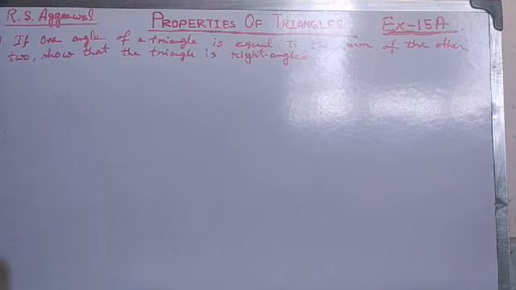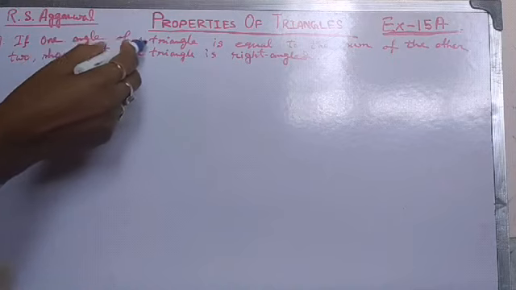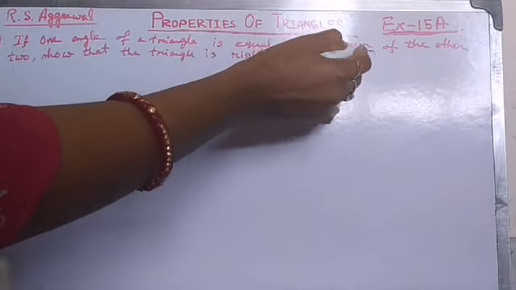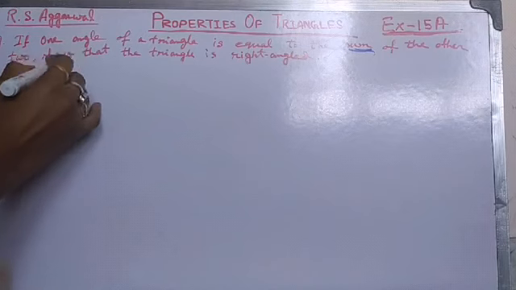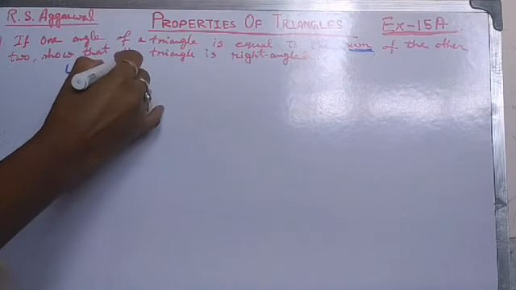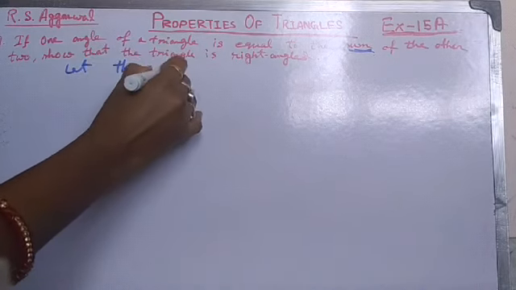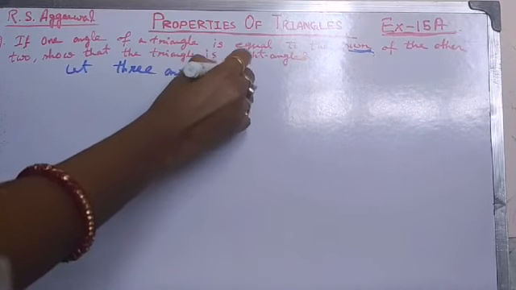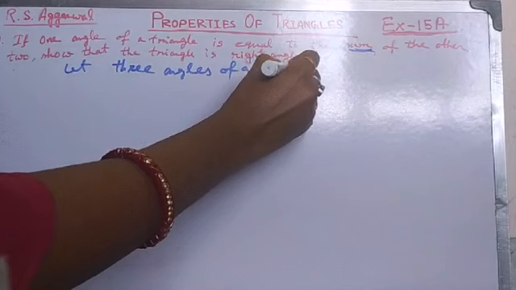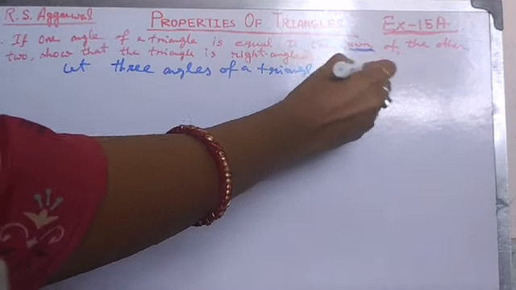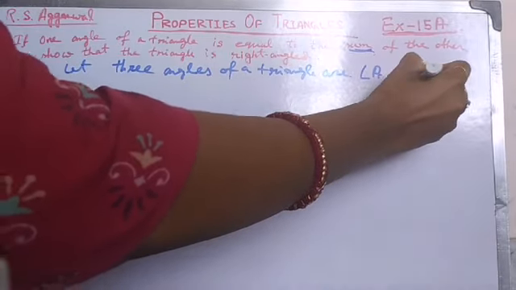Now question number 9. If one angle of a triangle is equal to the sum of the other two, show that the triangle is right angled. So here one condition is given, one angle of a triangle is equal to the sum of the other two angles. That means let the three angles of a triangle be angle A, angle B and angle C.